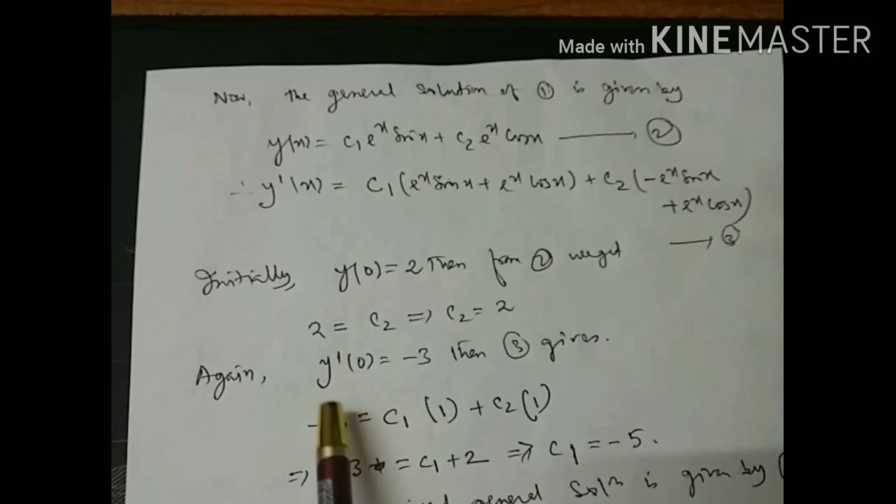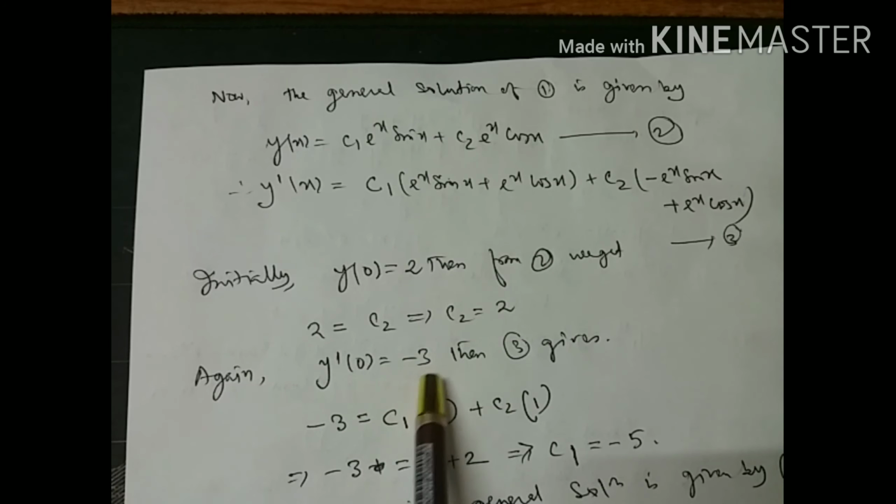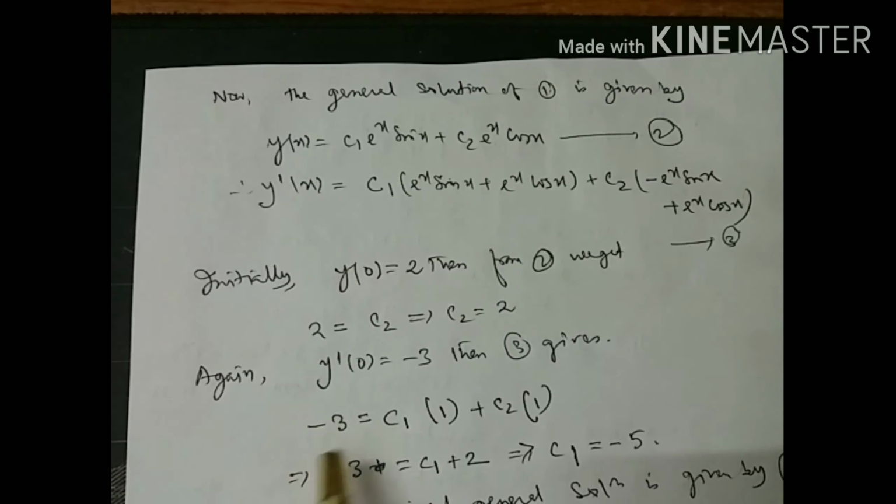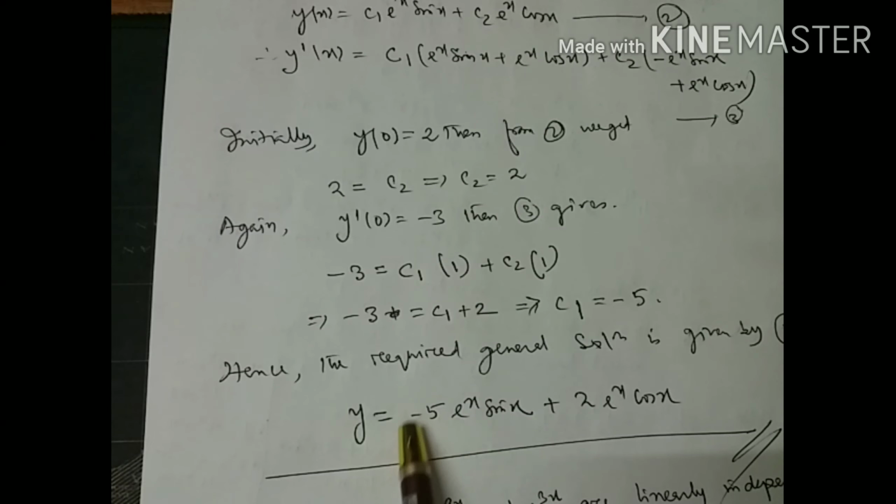Next, the second initial condition, y dash at 0 equal to minus 3. Where do you have to put it? You have to put it in 3. This is y dash, so in place of y dash put minus 3, and putting the values sin 0 as 0 and cos 0 as 1, we have c1 plus c2. And c2 is 2, so c1 becomes minus 5. Finally, putting the values of c1 and c2 in equation 2, we get y equal to minus 5 e to the power x sin x plus 2 e to the power x cos x. This is the solution of the IVP, right?